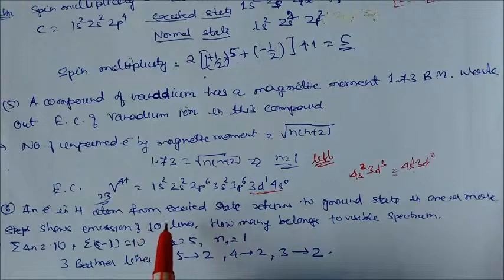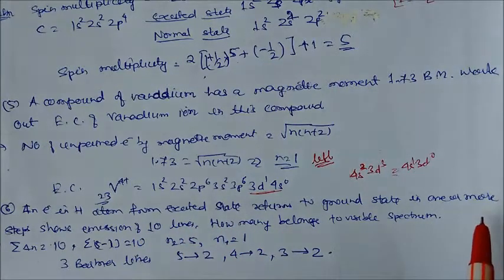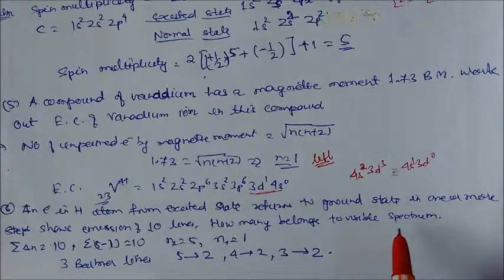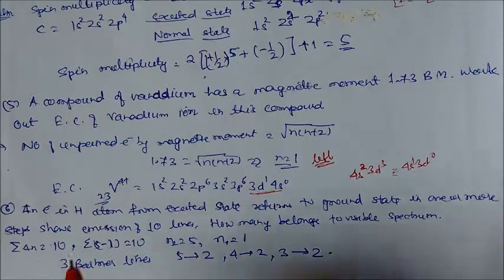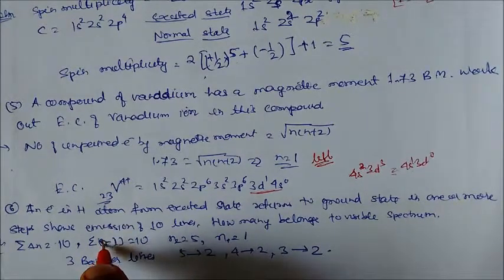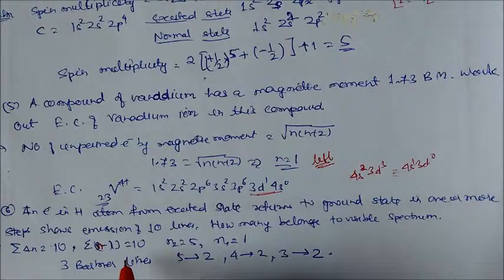An electron in a hydrogen atom from an excited state returns to the ground state in one or more steps, showing the emission of 10 lines. How many belong to the visible spectrum? So this is a question from the hydrogen spectrum. So we have to find those lines which are visible, the visible spectrum, that is Balmer lines. So total lines is 10. So we have the formula summation of delta n is equal to 10. Delta n means nothing but n minus 1. So this is total 10.